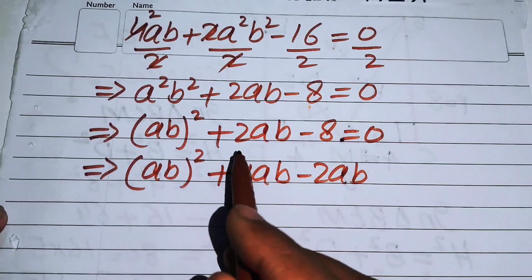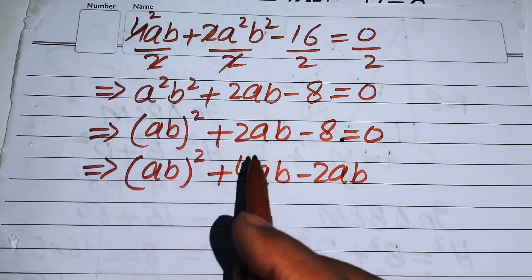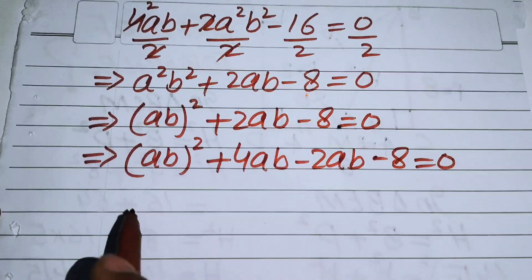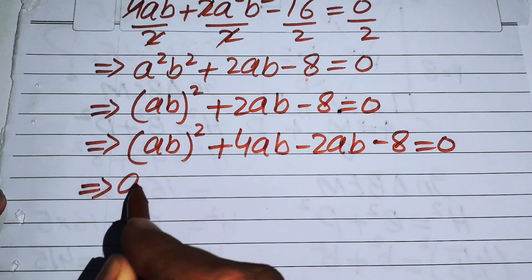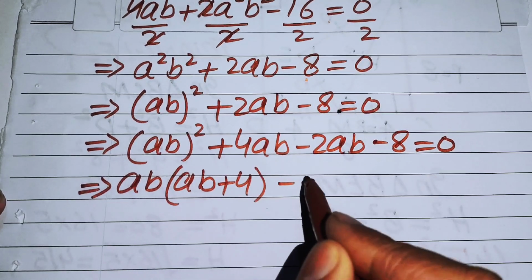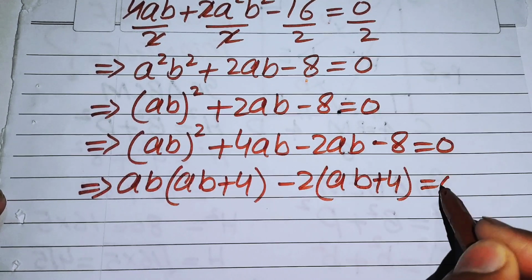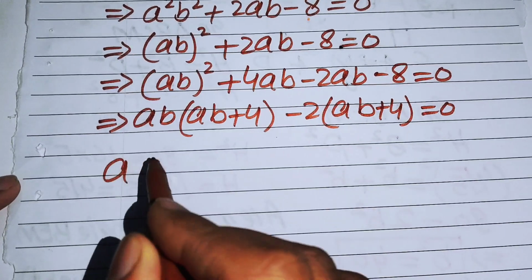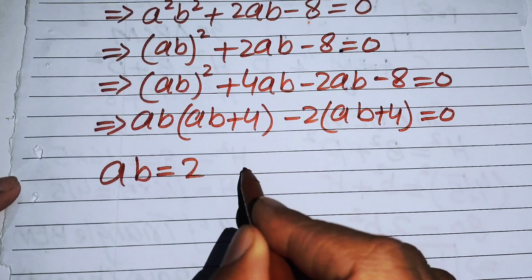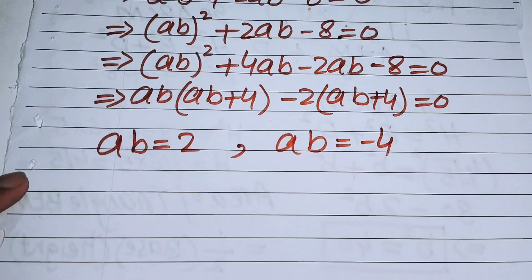Here we just break the middle term, and our middle term is 2 times ab, and we write 4ab minus 2ab and this minus 8 equals to 0. So now we first take common ab and you get ab plus 4, and here we take common minus 2 and you get ab plus 4 equals to 0. So here we have two cases, or here we get the two values of ab. So our first value is ab equals to 2 and the second value is ab equals to minus 4.